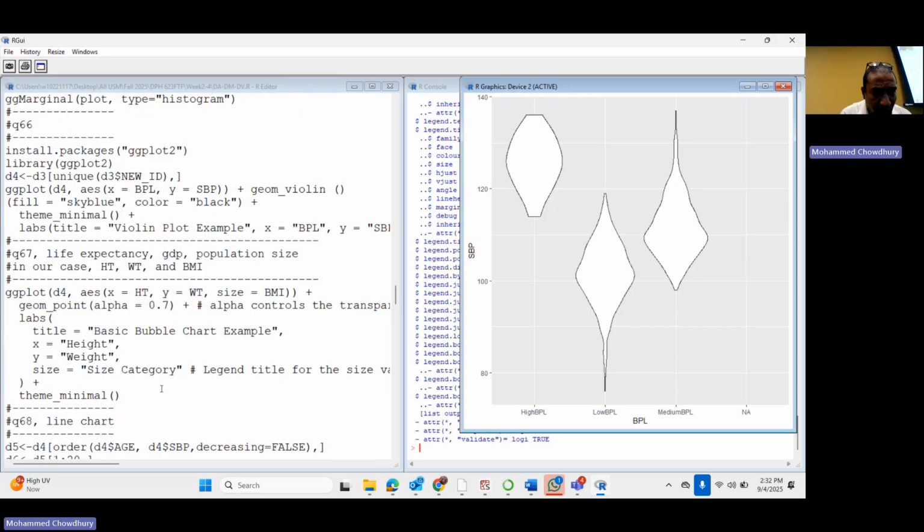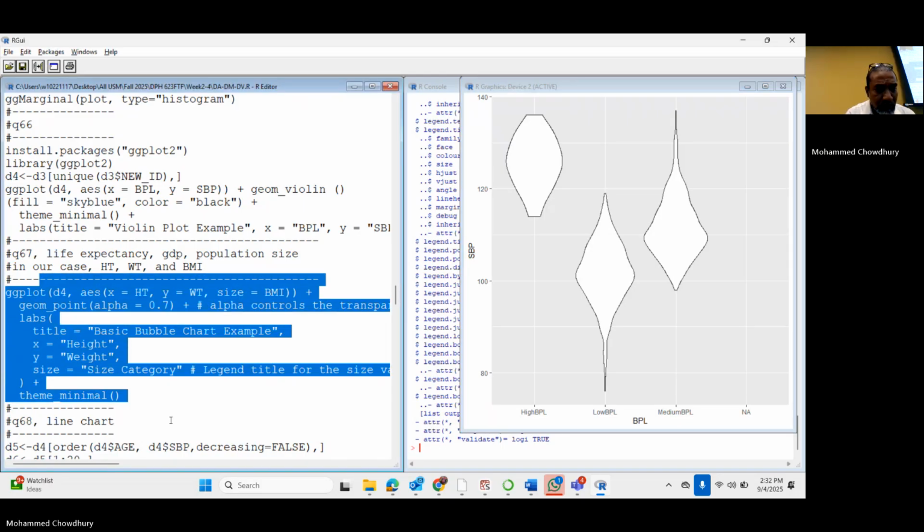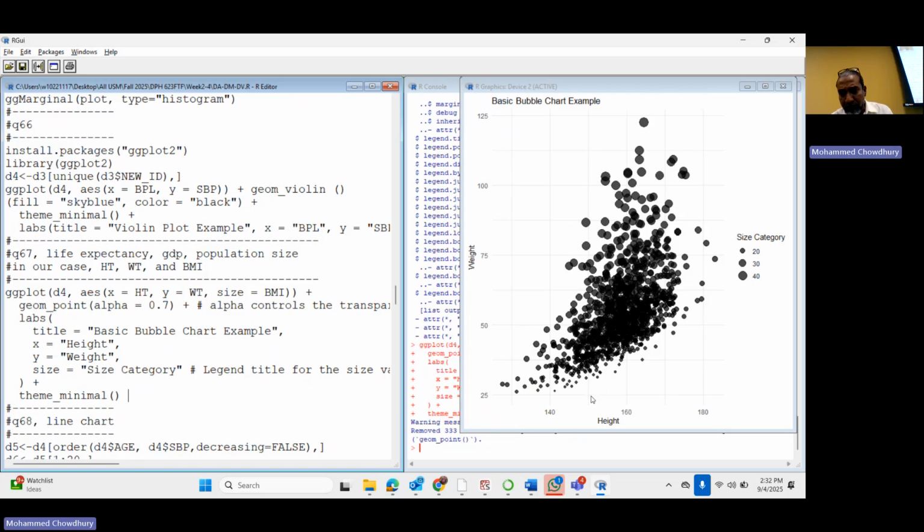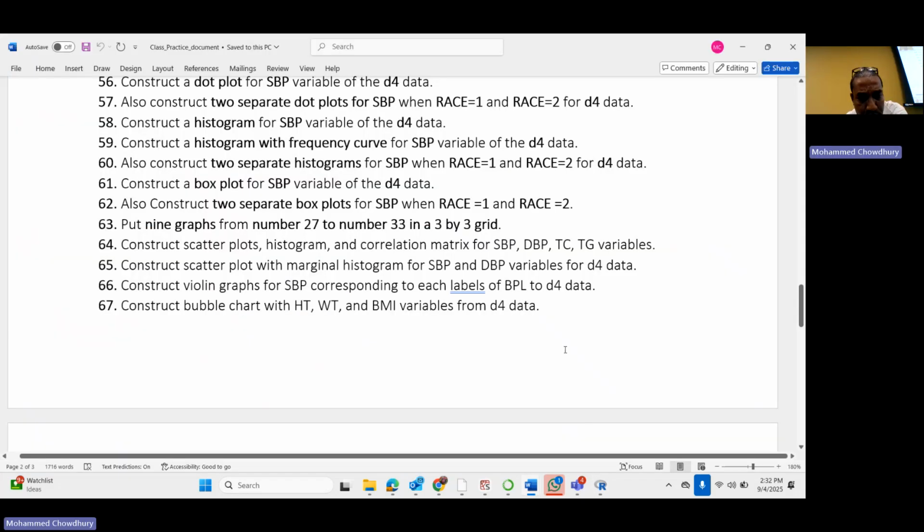Okay, so now let me see life expectancy, GDP, and population size. In our case, like this. Control R. So let me explain these things to you.